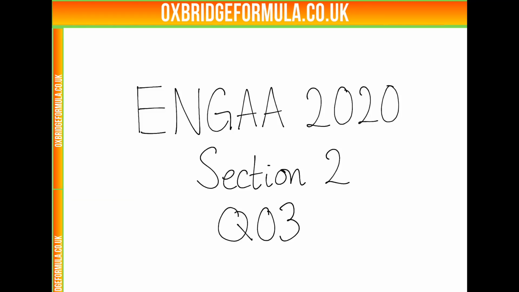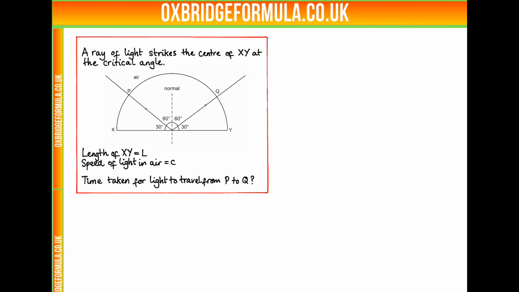This question is taken from the ENGAA 2020 Section 2 paper, and it is question 3. So we read, a ray of light strikes the centre of XY at the critical angle, drawn here. The length of XY is L, the speed of light in air equals c. The time taken for the light to travel from P to Q is what?